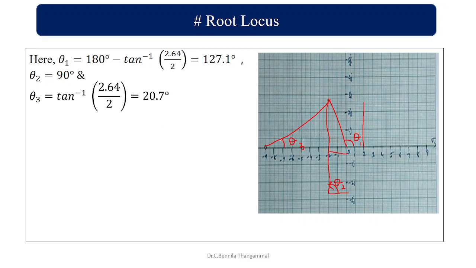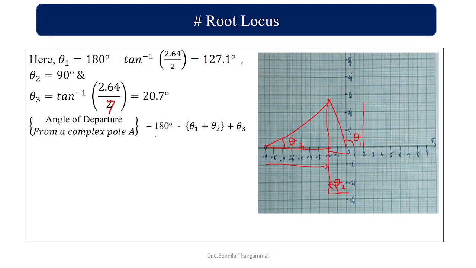And theta 3 is an acute angle. So the formula is tan inverse of B by A. So here B is going to be 2.64 and this is going to be your A. So from minus 2 to minus 9, the value is going to be 7. So this is going to be your A value here, right? Because we are bothered about only this triangle. So the A value is going to be minus 2 to minus 9, which is going to be 7. So tan inverse of 2.64 divided by 7 is 20.7 degree.